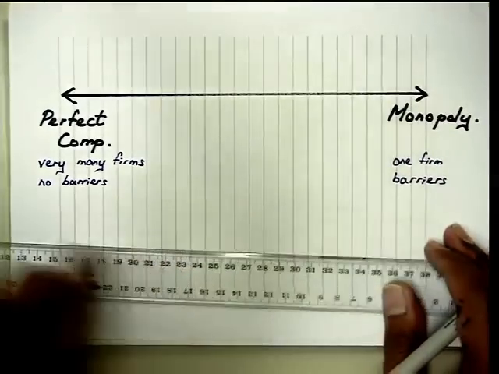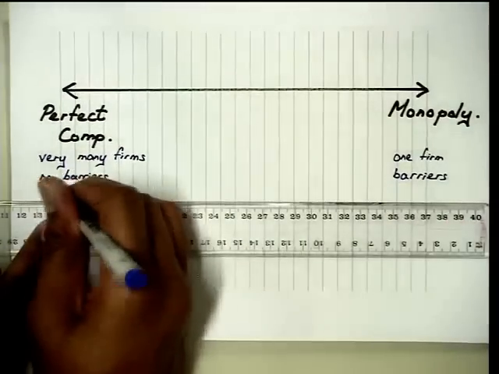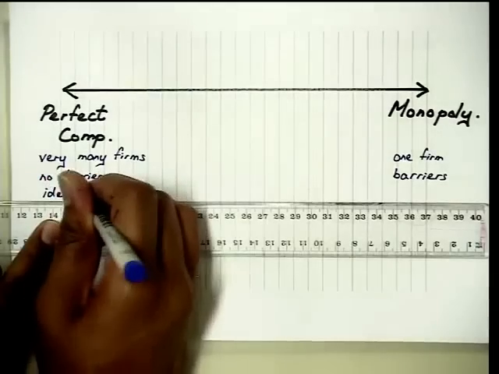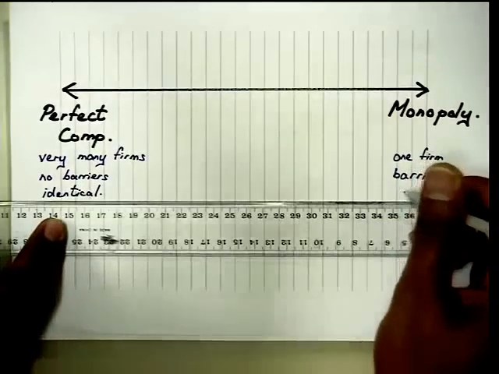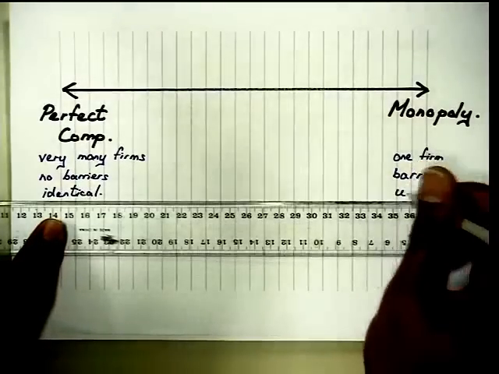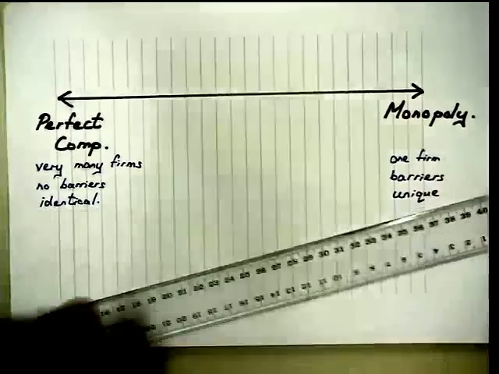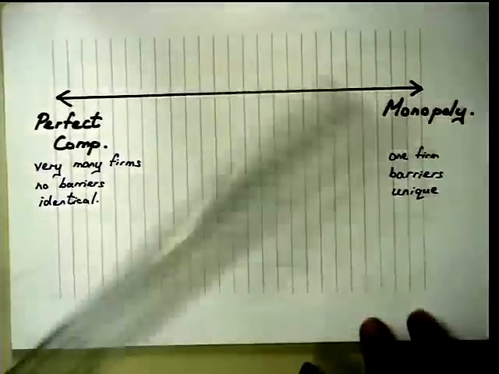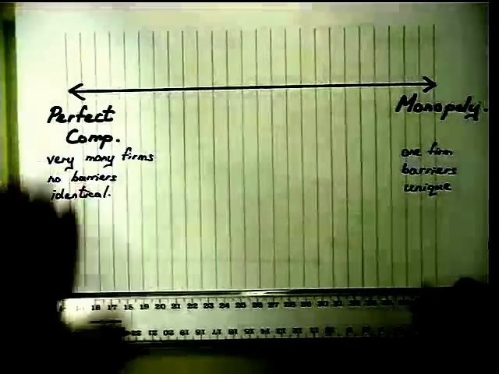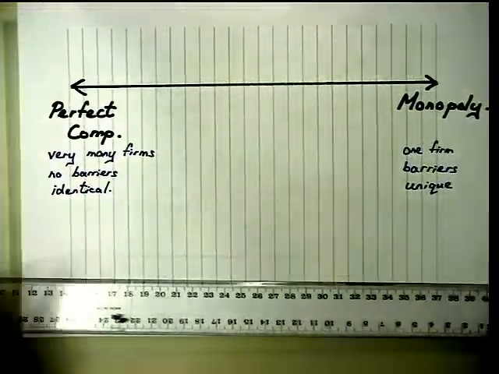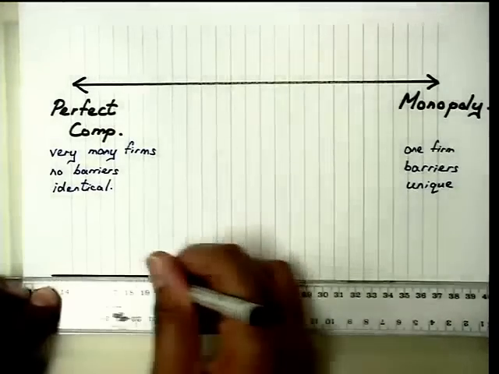In perfect competition, the products are exactly the same: identical, standardized, homogeneous. Either word you could pick. In a monopoly, the product is unique. Okay, so where does elasticity come in? Elasticity means sensitivity, means responsiveness.